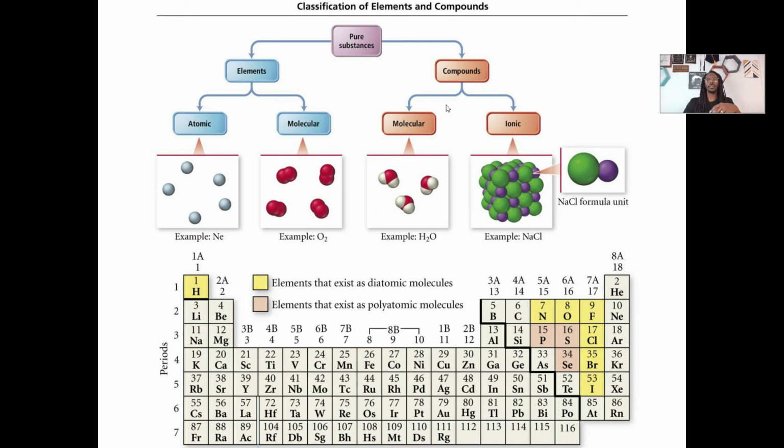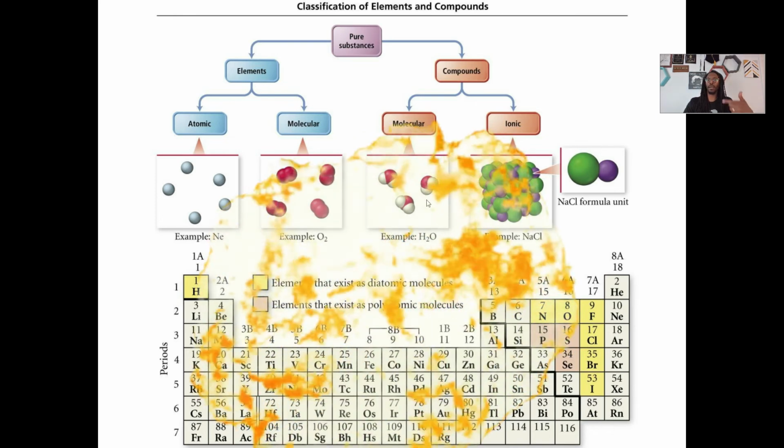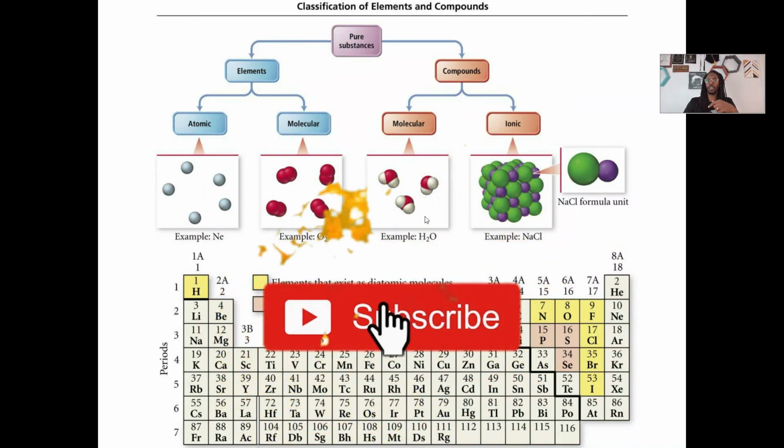Now, we go to the other side with compounds. We mentioned this before when we talked about the bonds, when we bring those elements together. So compounds, we have two types. We have a molecular compound and an ionic compound. So I mentioned water has covalent bonds. So if you have covalent bonds, you're labeled as a molecular compound. So water is a molecular compound with covalent bonds.